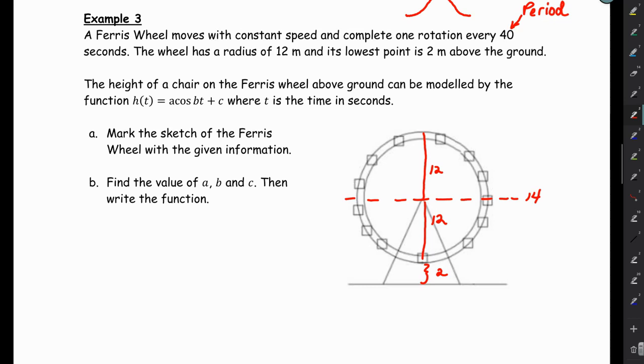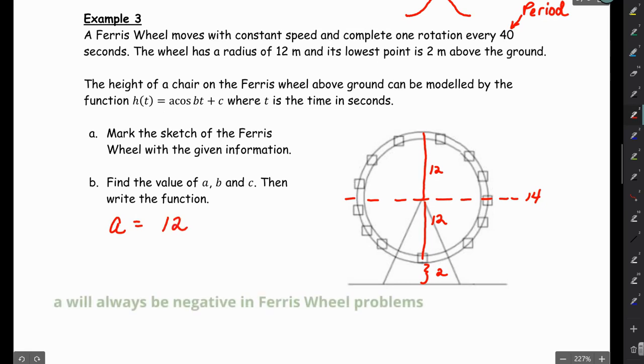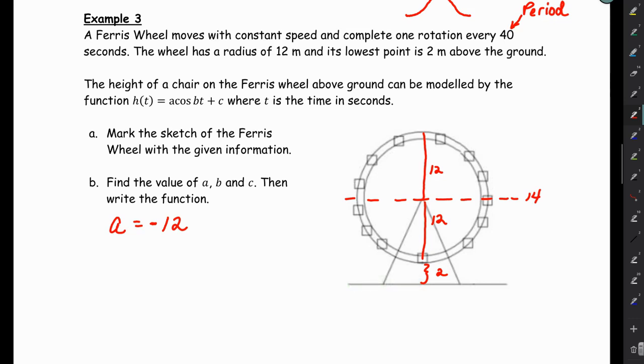It says find the values of A, B, and C. So in this function, the value of A right here represents the amplitude, which is the distance from the center. And the distance from the center is equal to 12. But remember, I said that we are going to be using a cosine curve with a negative A value because we're going to be starting at our lowest point and working up to our highest point. So in this case, the value of A is negative 12.